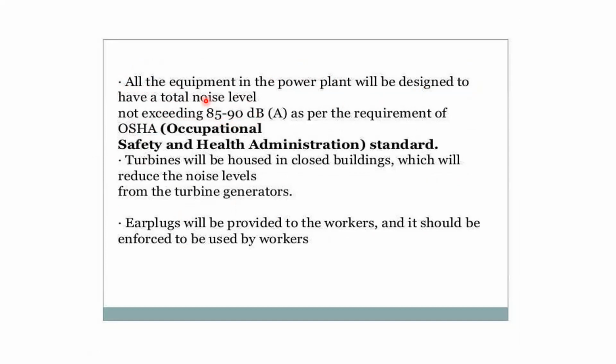In a power plant, the noise level is about 85 to 90 dB, whereas outside it should be around 70 dB or less, as per the requirement of the OSHA, Occupational Safety and Health Administration standard. Turbines will be housed in closed buildings, which will reduce the noise levels.